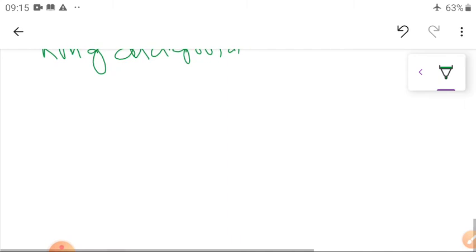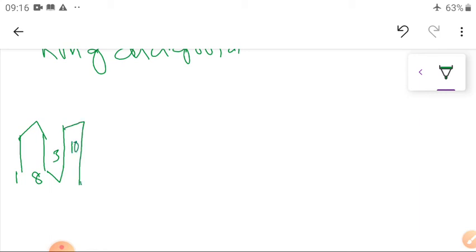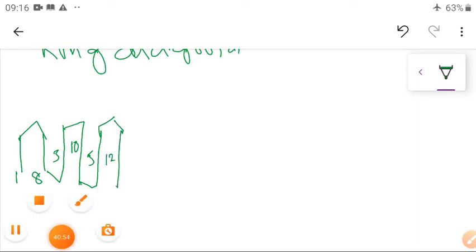Okay, so first, conductor 1 is connected to conductor 8. After 8, it is connected once again to the third conductor, and after the third conductor, it is connected to the 10th conductor. The 10th is connected once again to the 5th conductor, and the 5th conductor is connected to the 12th conductor. Similarly, you write all these things.